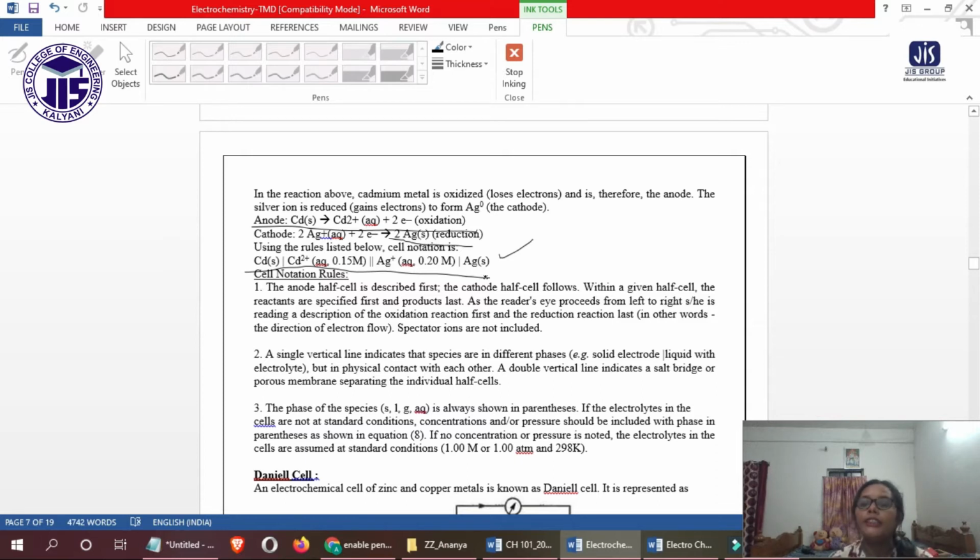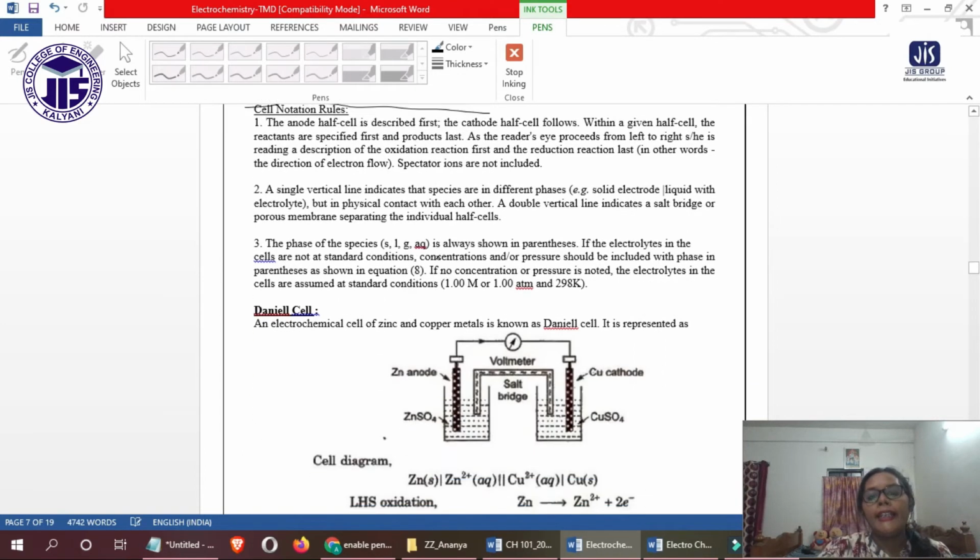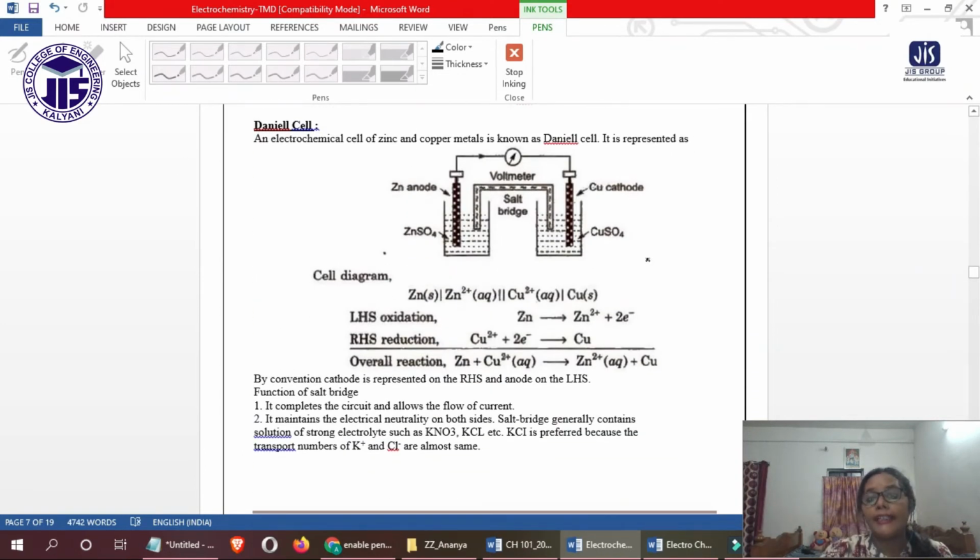Okay, so this is the one type of cell notation. These are the rules for how we can write down one cell, how we can construct one cell. Okay, and next we have seen the Daniell cell.